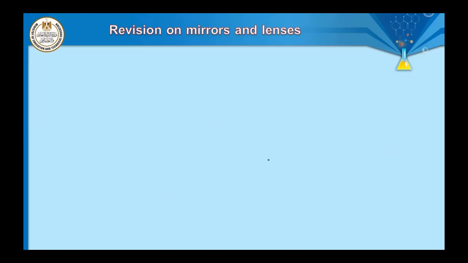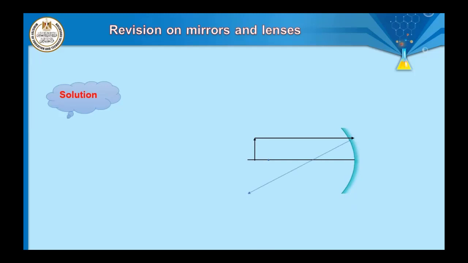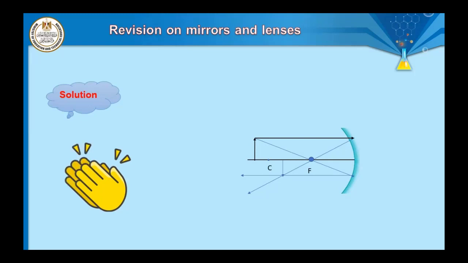To draw this case: first, the concave mirror, principal axis, focus, center. The first ray passes parallel to the principal axis. It will reflect passing through the focus. The second ray passes through the focus. It will reflect parallel to the principal axis. Where will the image be formed? Between the focus and the center. What are the properties of this image? Real, inverted, and diminished. Excellent, my dear student.